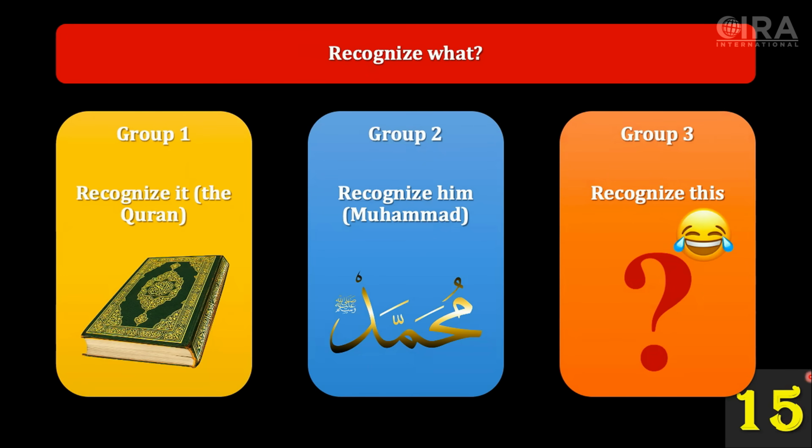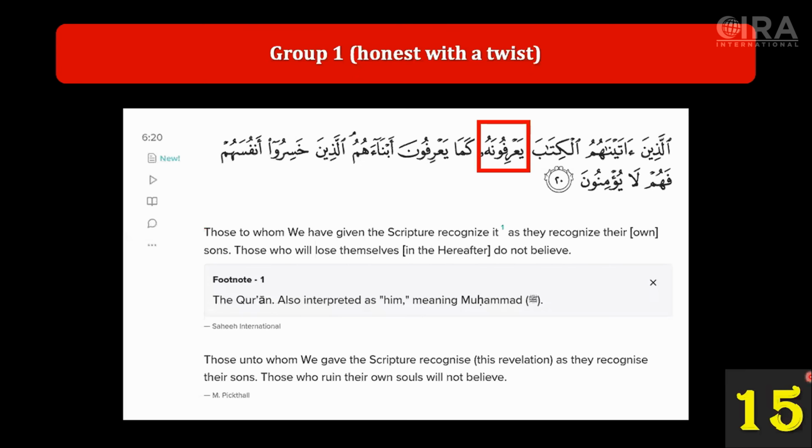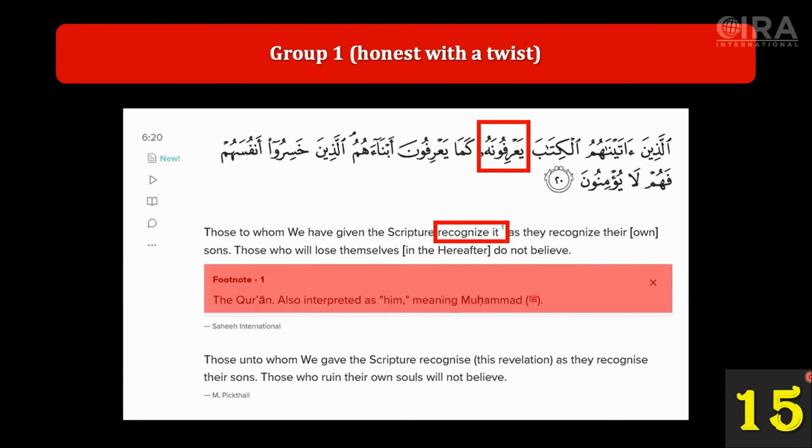What do you think, even before I start? Well, I mean, I don't see any of them, of course, in the Arabic verse. Exactly. So it says يعرفونه, meaning they recognize it. But as you can see, Sahih International, they said recognize it, but they didn't let it just slip. They said the Quran also interpreted as him, meaning Muhammad, and they say Sallallahu Alaihi Wasallam. This is all an addition.